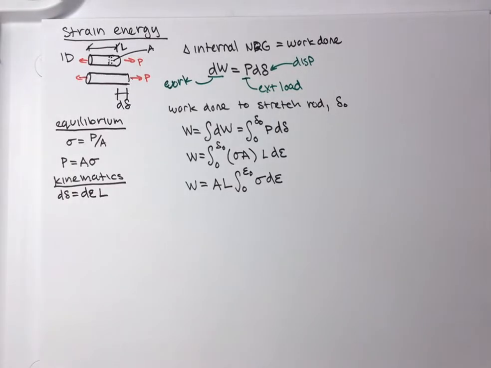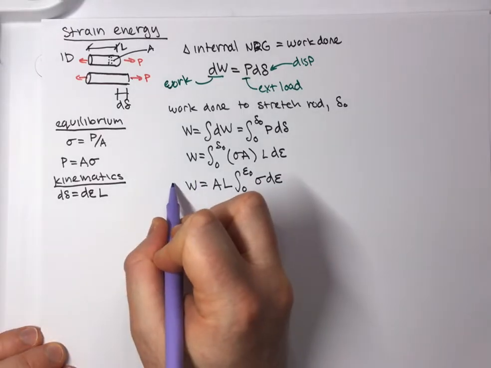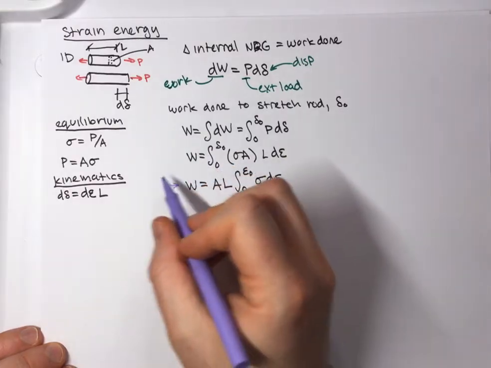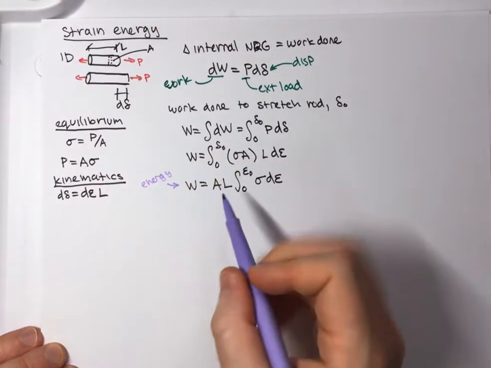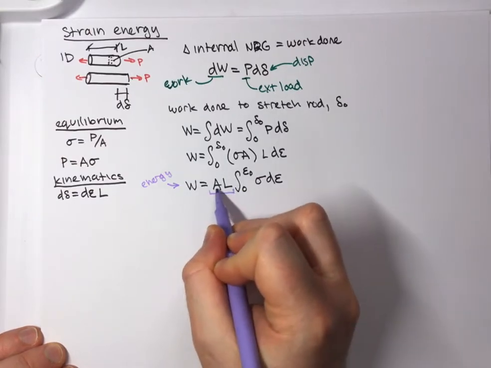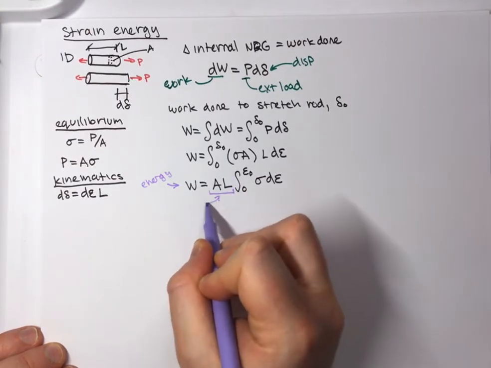And if we think about the different pieces of this equation, we can kind of put this together. So this is going to be energy in the form of work, right? And this quantity, the area times the length, is going to be some kind of volume.